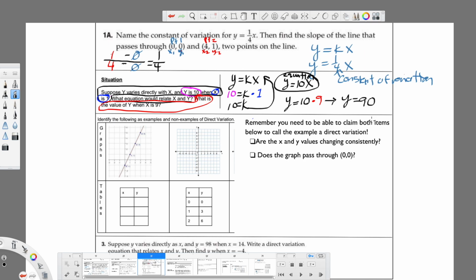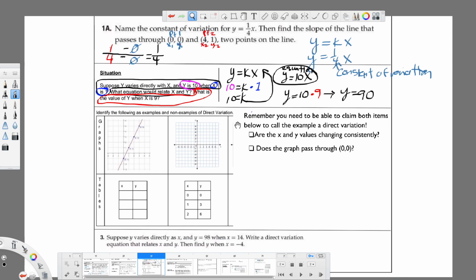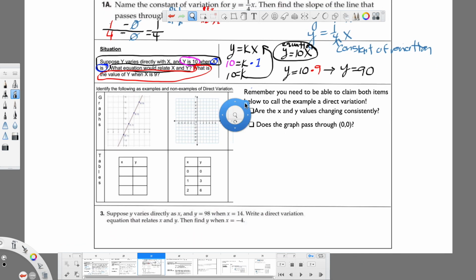So we just had to work through that one. I know it's a little bit weird when they give us these very wordy word problems. It's kind of a funny way to say it, but we just need to break it down into little pieces. Okay, we're going to look at this next piece. So we have 2 more problems here. Identify the following as examples and non-examples of direct variation.